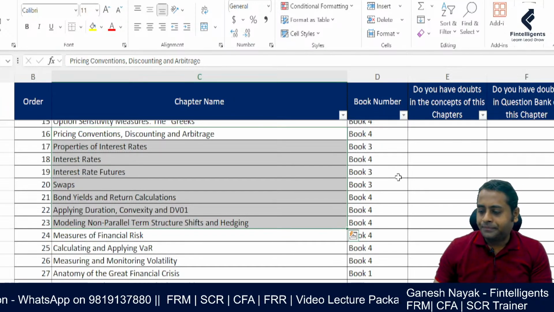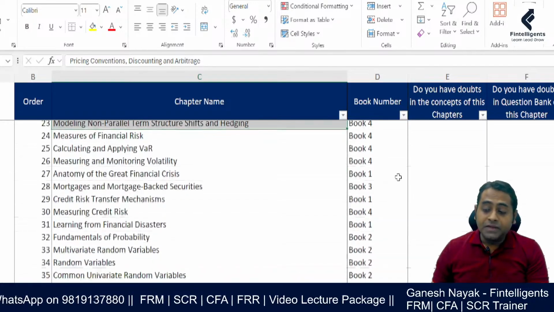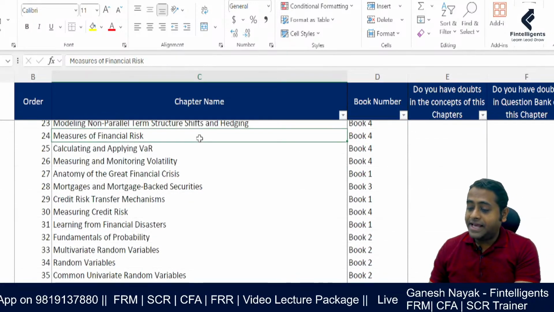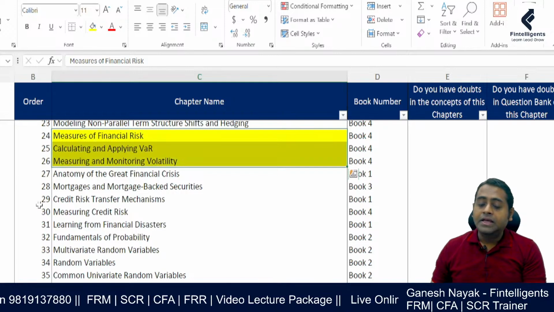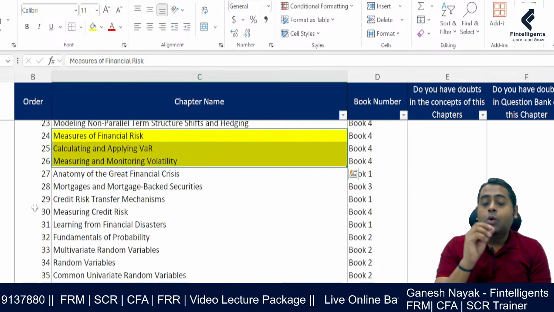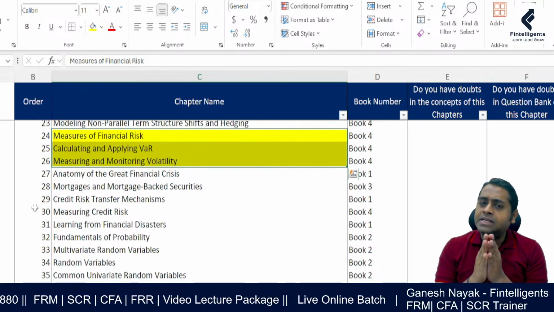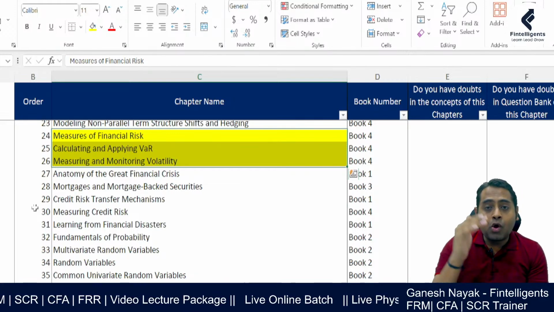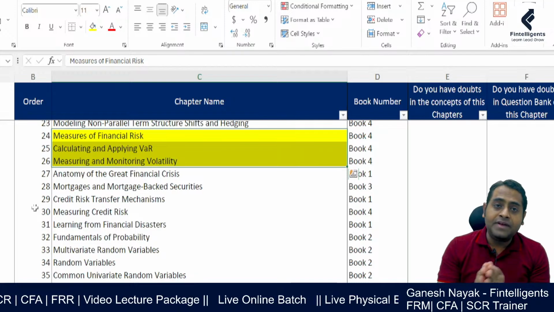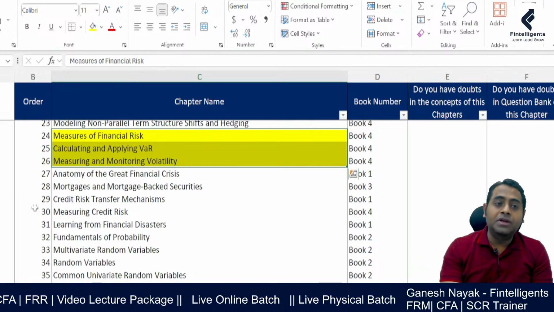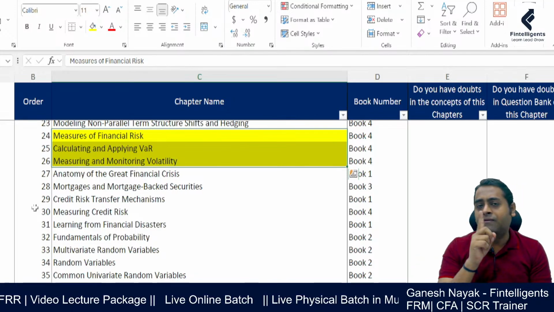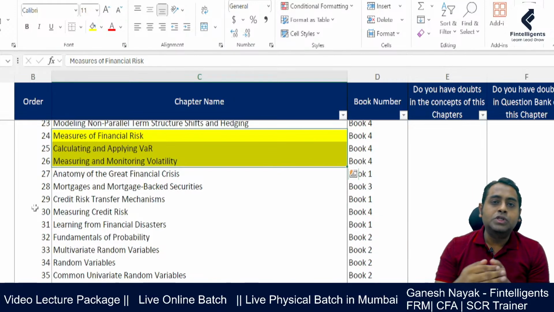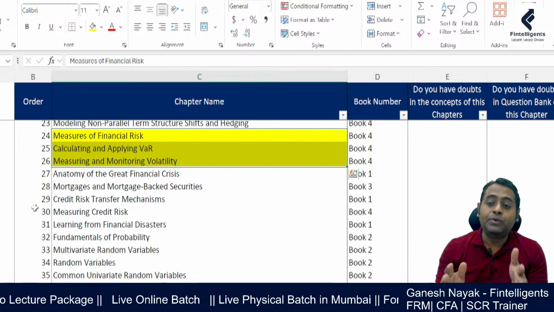Once you're done with the bond part, you can do the next 3 chapters. These are the next 3 chapters which are connected to VAR, and that is generally tested heavily. VAR, GARCH model, EWMA, all of these topics are very, very important. So make sure that you do the revision properly. Again, 1 hour per chapter. Don't spend more, because then you will not be able to complete everything in the next 20 days.